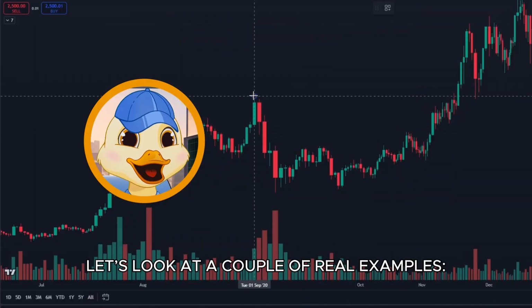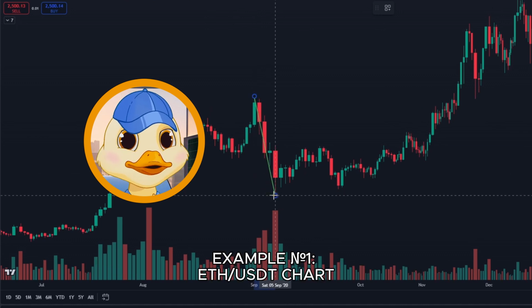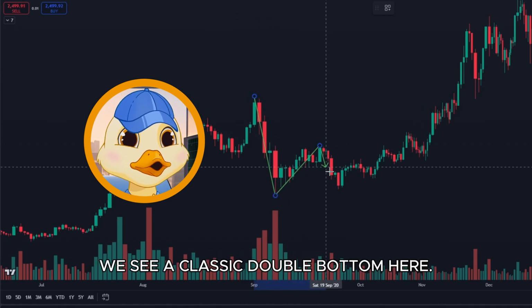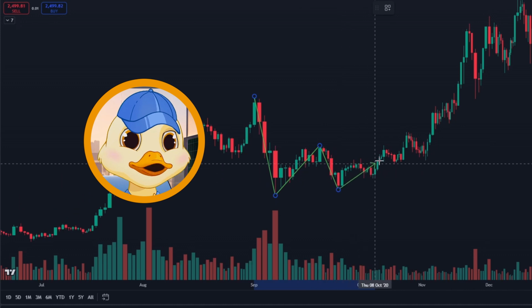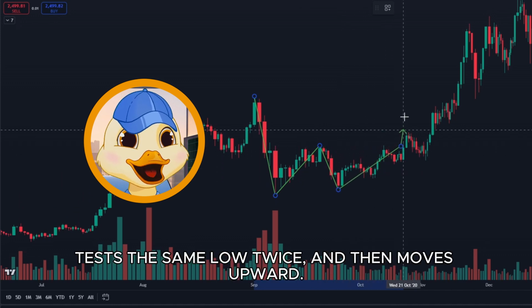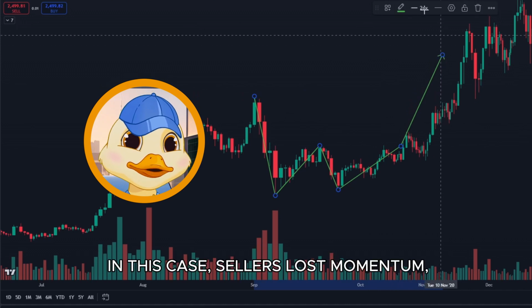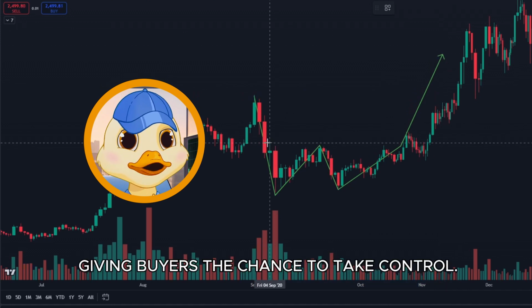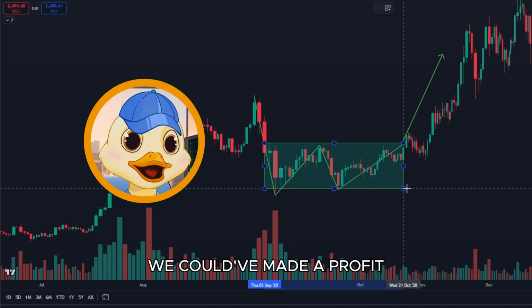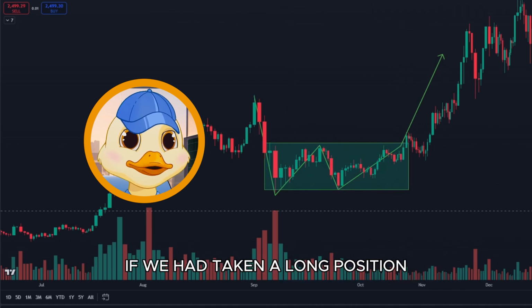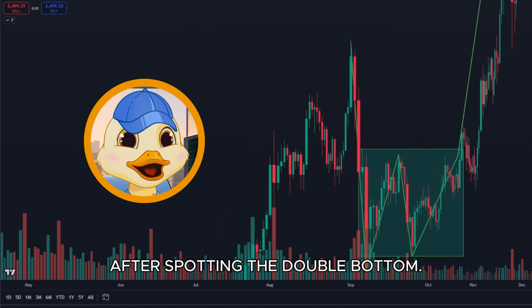Let's look at a couple of real examples. Example number 1, Bitcoin USDT chart. We see a classic double bottom here. Bitcoin's price drops, tests the same low twice and then moves upward. In this case, sellers lost momentum, giving buyers the chance to take control. We could have made a profit if we had taken a long position after spotting the double bottom.